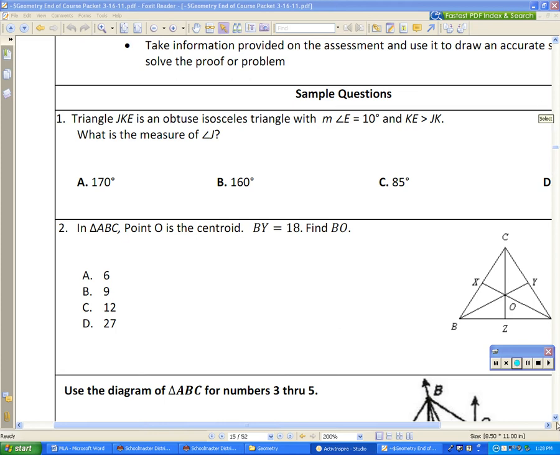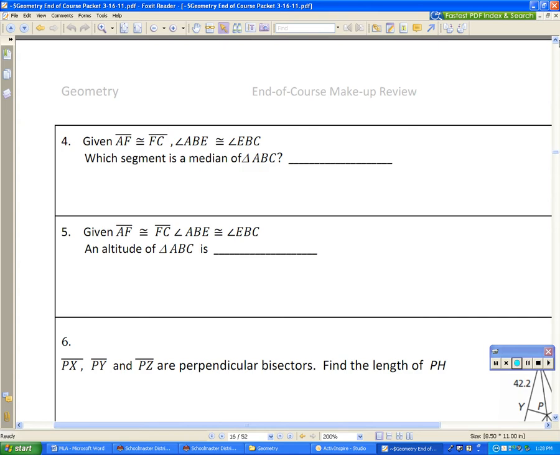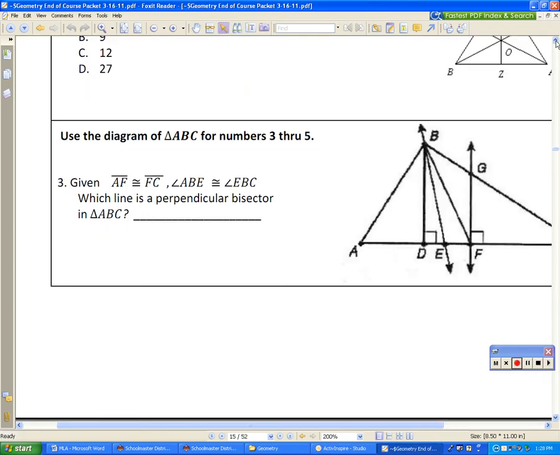Okay. Let's get this puppy on. Ooh, that looks like fun. Oh, I understand our problem now with the ones that we skipped. Okay, remember the ones where we skipped them because we didn't have a thing? Here's a diagram that goes with it. So now we can answer those questions.